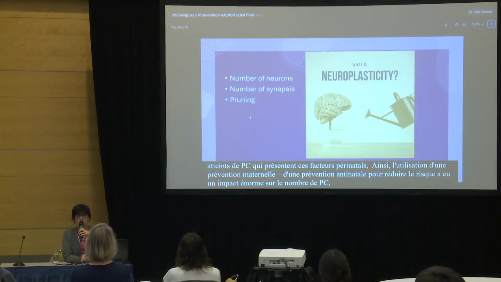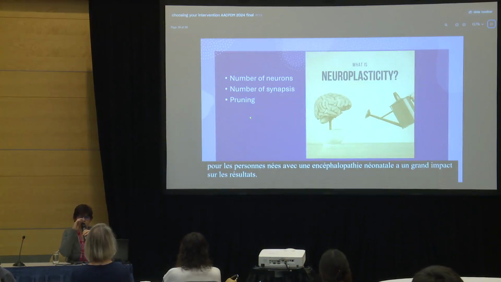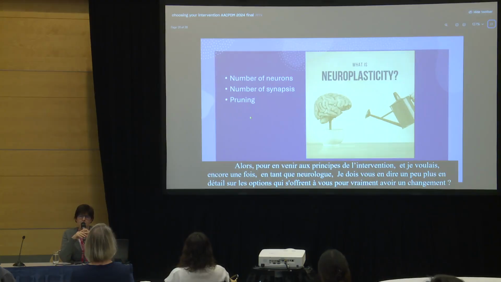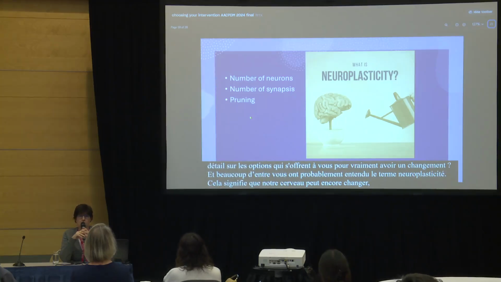So then going into the principles of intervention. And I wanted, again, as the neurologist, I need to tell you a little bit more in detail about what are the options here to really have a change. And many of you probably have heard the term neuroplasticity. It means that our brain can still change. And we always talk about that you have better neuroplasticity as a child.